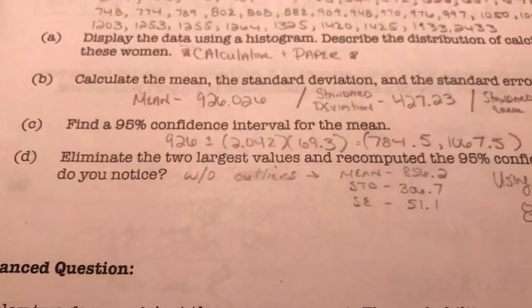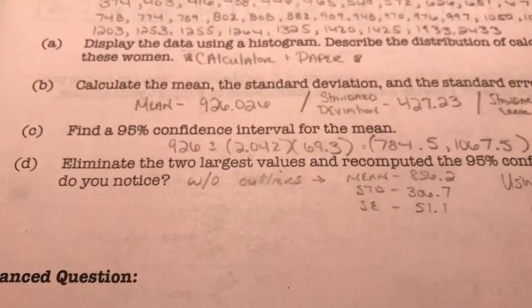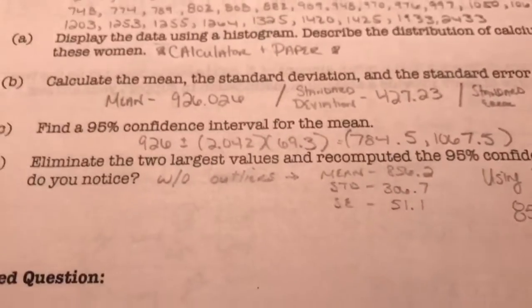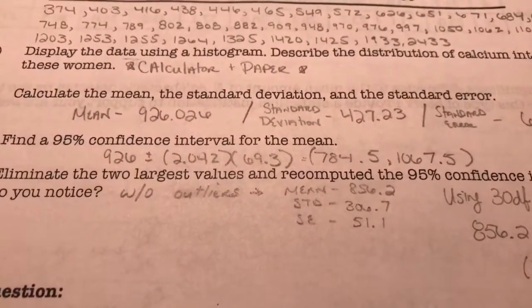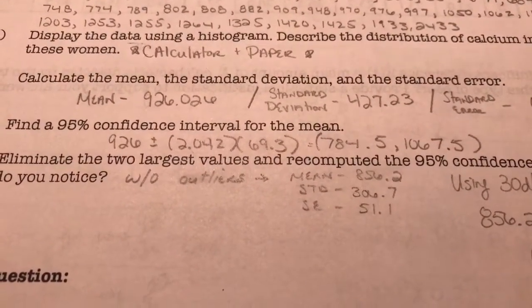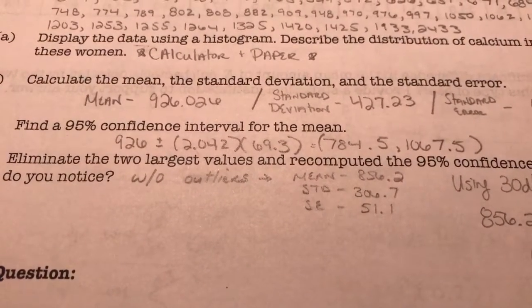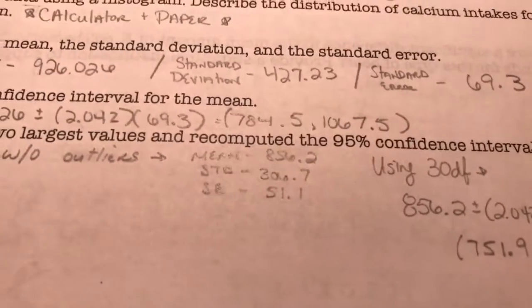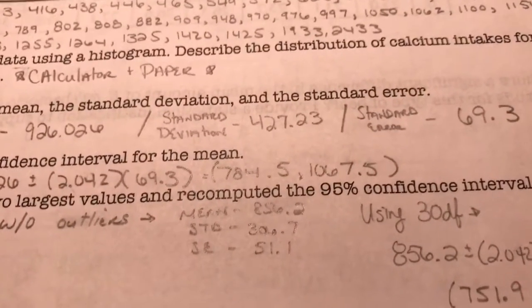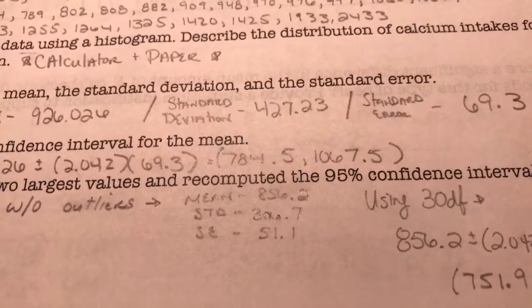Moving on to part C, I want you to find a 95% confidence interval. So there's your formula right there. It's going to be 926 plus or minus 2.042 times 69.3. Then you get 784.5 to 1,067.5.